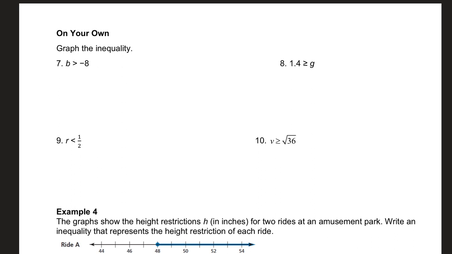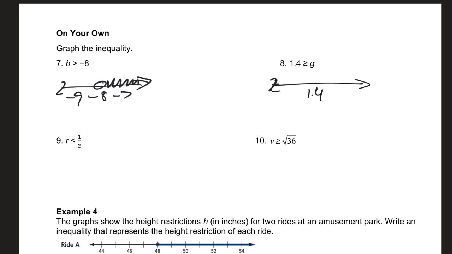Welcome back. Here's what I have. For 7, you should have a negative 8 in the middle, probably a negative 7 to the right of it, a negative 9 to the left. It is an open circle shaded to the right. Number 8, here is the graph. You could do decimals if you want.